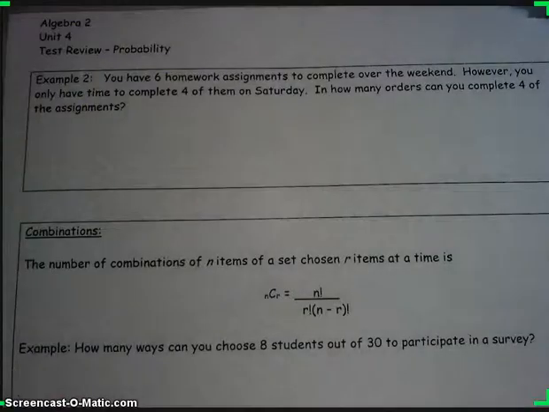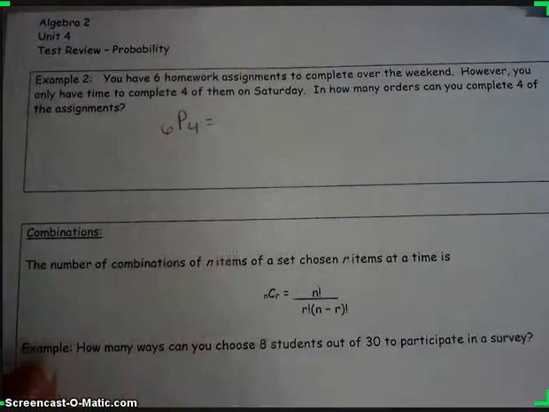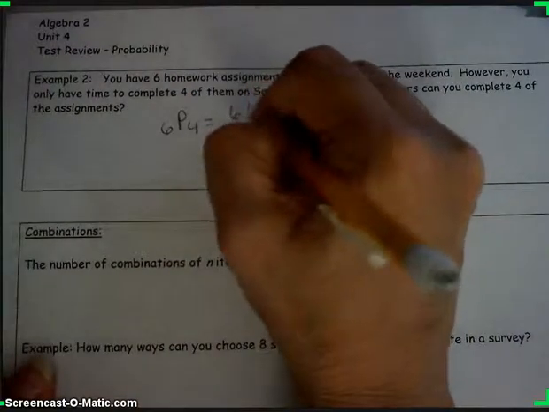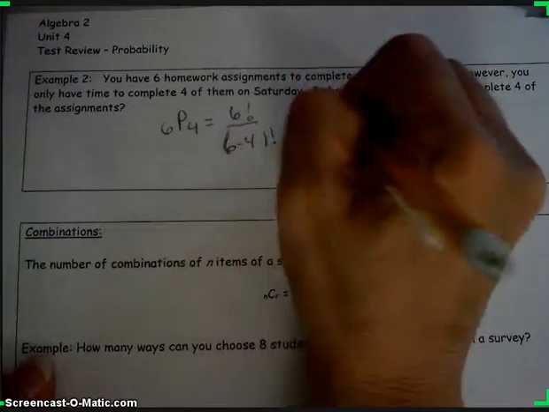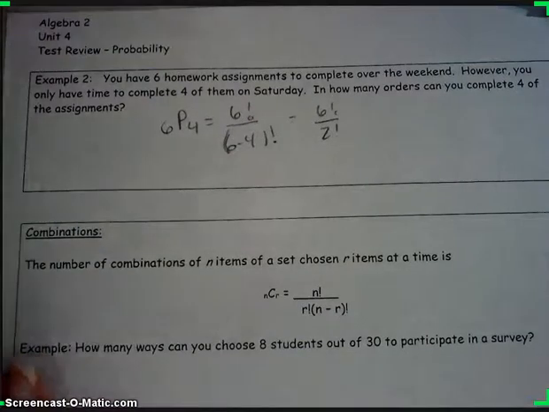Okay, think of an example of permutations I'm going to give you. Say you have 6 homework assignments over the weekend to complete, and you only have time to complete 4 of them on Saturday. In how many orders can you complete 4 of the assignments? This is where order is important, because once you do an assignment, you're not going to redo it. So this would be a permutation where you have 6 and you're going to choose 4. This would be 6 factorial over 6 minus 4 factorial, which would be 6 factorial over 2 factorial, or plug it into your calculator, and you should get the answer.